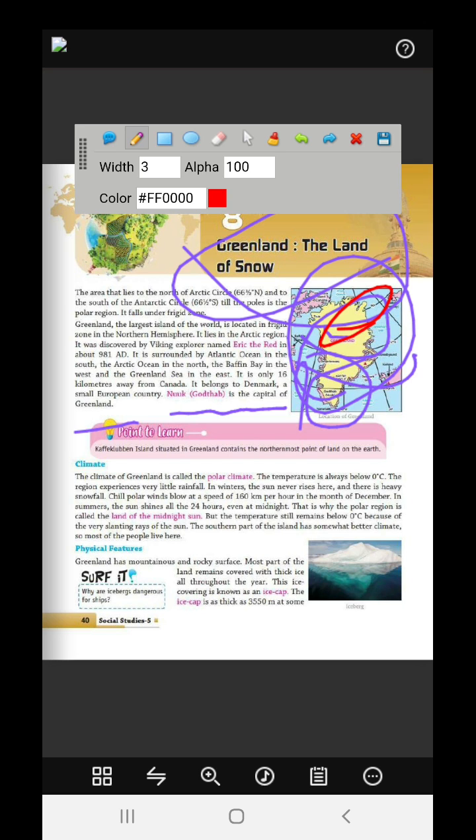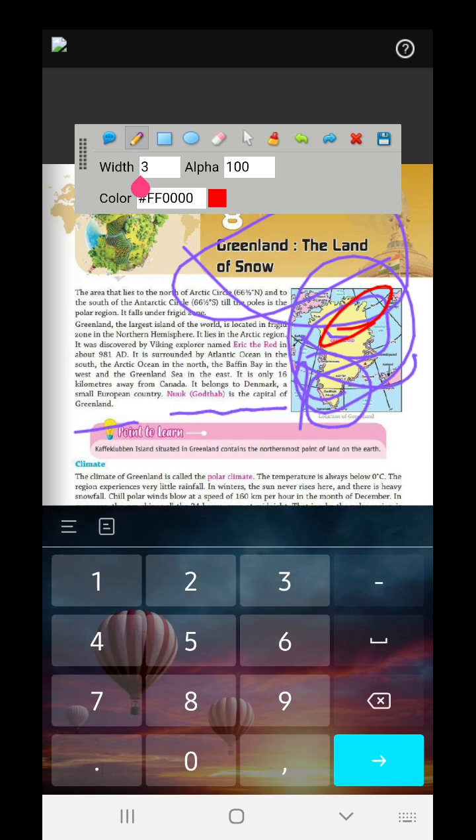Now physical features. Greenland is mountainous and has a rocky surface. Most of the land remains covered with thick ice throughout the year. What else can you expect in such a country? This ice covering is known as the ice cap. The ice cap is as thick as 3550 meters. My God, so much thick. Oh my God. At some places.